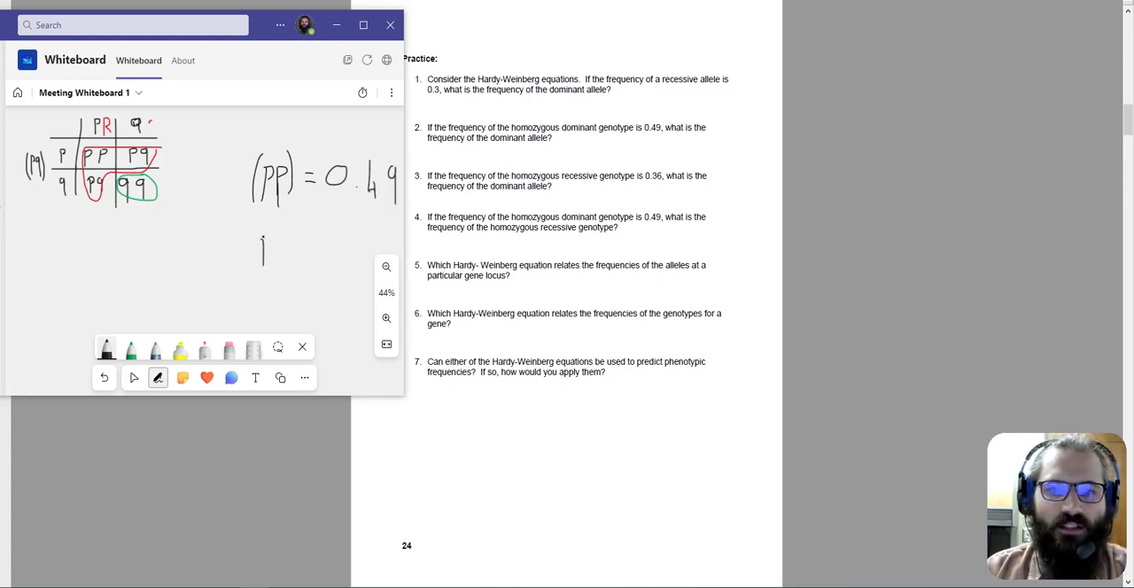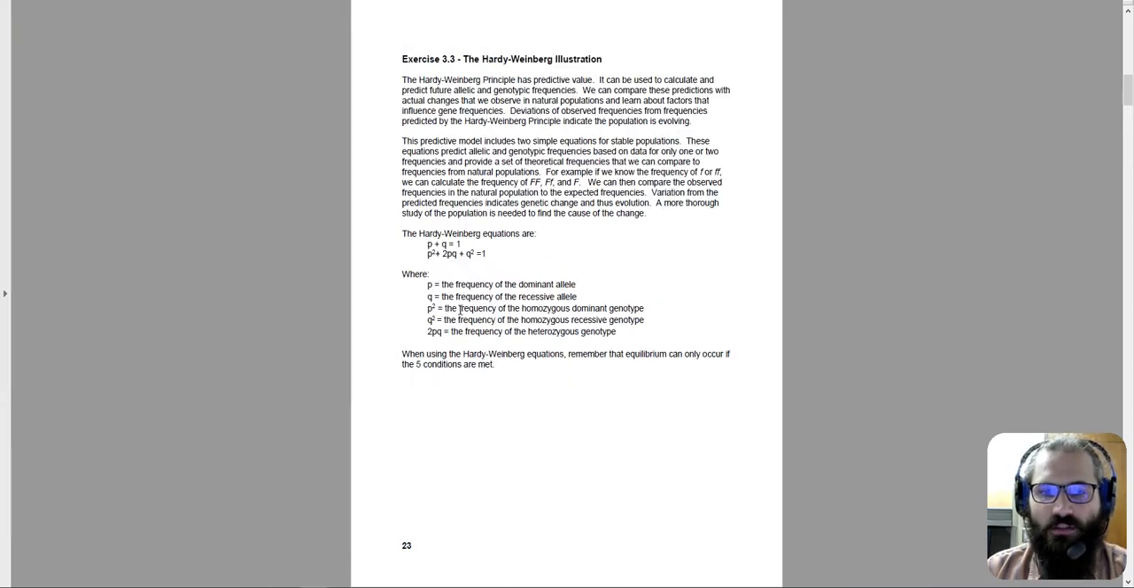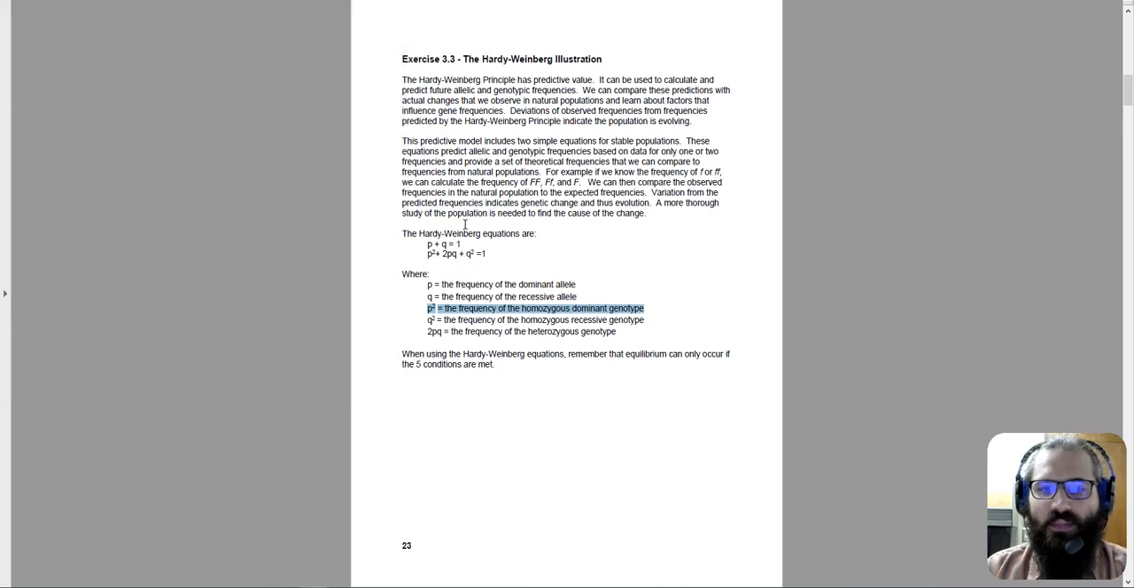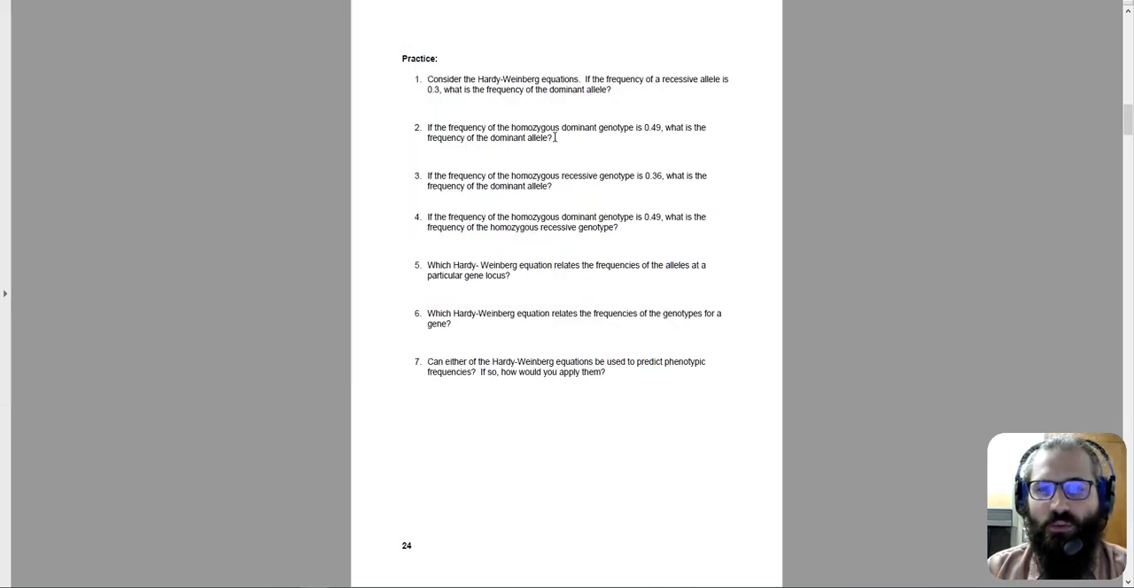They ask you what is p, the frequency of the dominant allele. So they ask you to store that. You also know that this from here is equal to p squared. So they tell you p squared equals 0.49, p equals the square root of 0.49. And that's all you need to do for this here, for number 2.